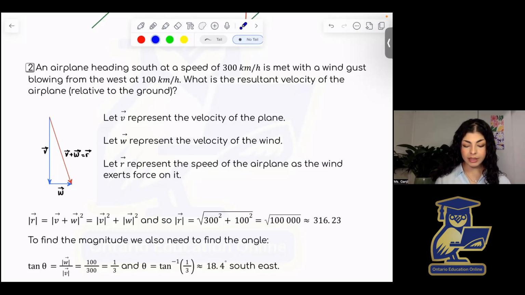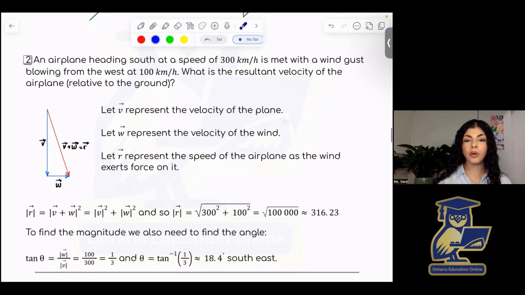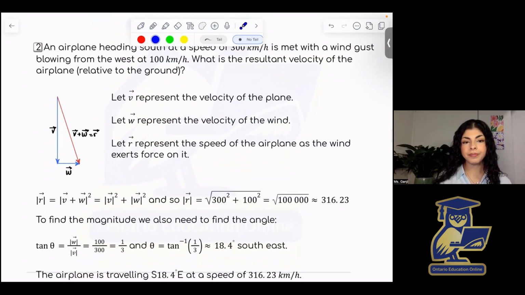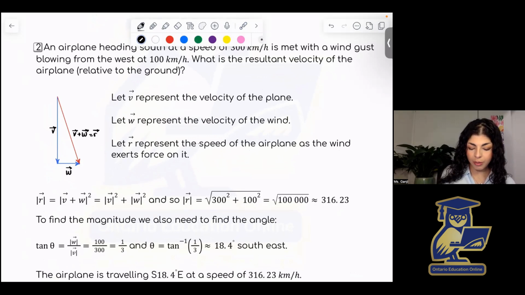So let's start with defining our variables here and then drawing a diagram. V we're going to let be the velocity of the plane. W is going to be the velocity of the wind. And R is now the velocity of the airplane as the wind exerts force on it. So what is this new velocity, or the resultant velocity? So again, this is resultant.